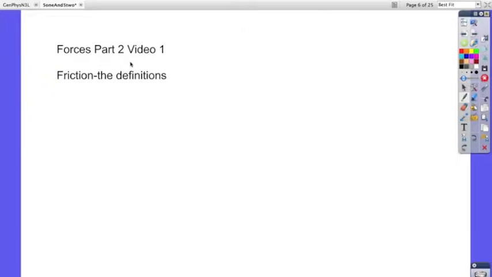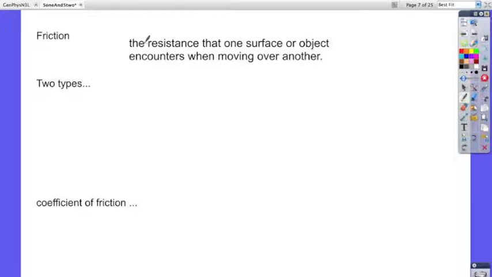This is the first Forces Part 2 video. It will cover friction and the definitions that are associated with friction. This definition of friction I got offline. I did a search, came up with it, and it was the best one that I found. It's a resistance that one surface or object encounters when moving over another. So when objects slide against each other, there is friction. There is a resistance to that movement, and we call that resistance to the movement friction.